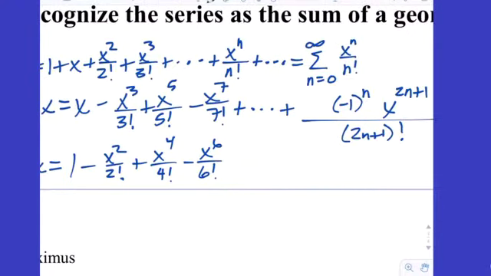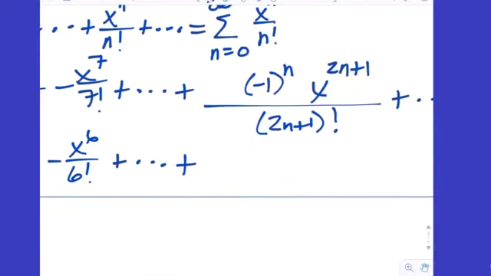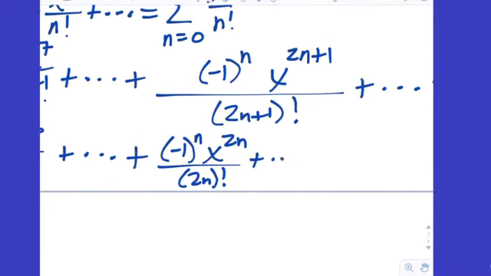So it too alternates. So plus dot dot dot plus, let's get our alternator in there. It's either negative 1 to the n or n plus 1. How do we generate even numbers? X to the 2n, yeah, all over 2n factorial. Make sure you have parentheses around the 2n, plus dot dot dot.